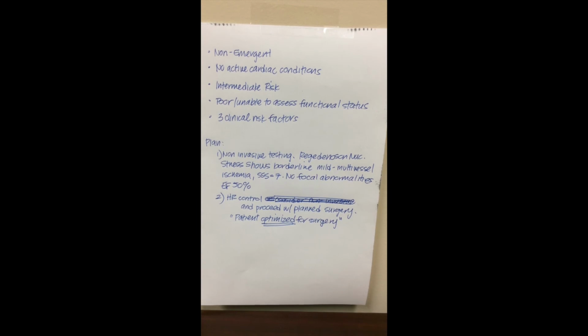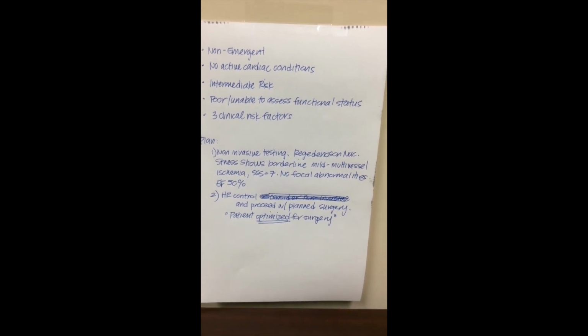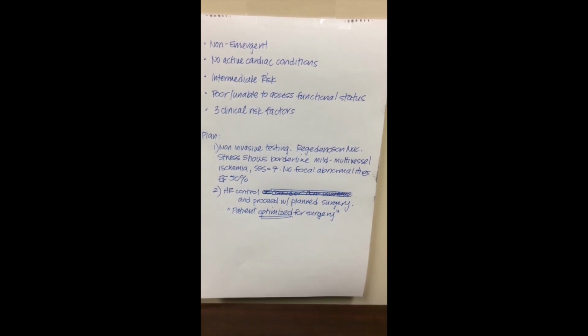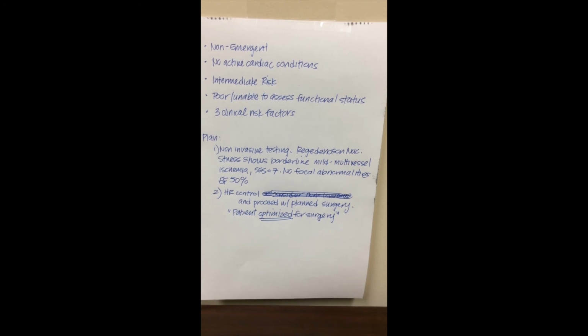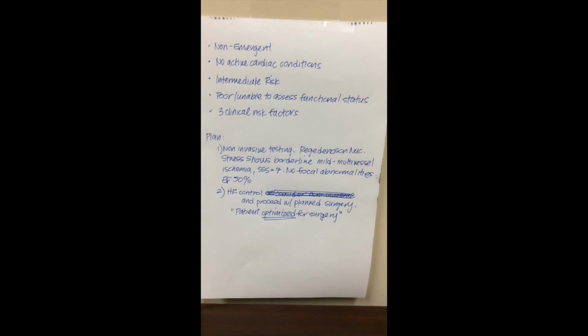We would do the regadenoson nuclear stress test. And when we did it, it showed borderline mild multivessel ischemia, SSS equals 7, no focal abnormalities, with an ejection fraction of 50%. In the end, what we ended up doing was heart rate control for him and just to proceed with the planned surgery, with the recommendation that the patient is optimized for surgery.